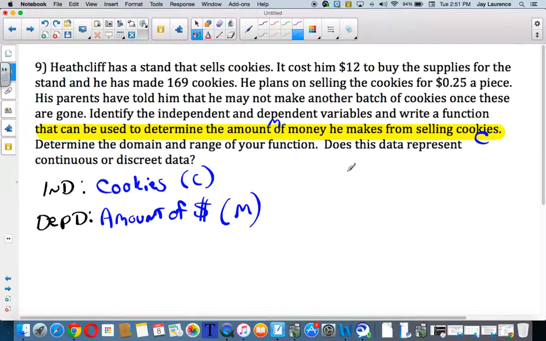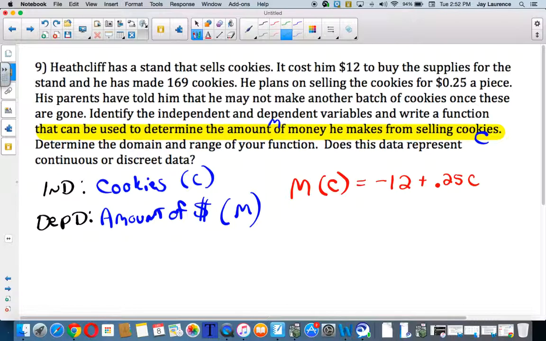All right, now I'm ready to write my function. So I'm going to take m of c, and let's see, what does he start with? He buys supplies for $12, so he's going to start in the hole $12, and then he gets to add 25 cents for every cookie he sells. All right, there we go. There's my function.